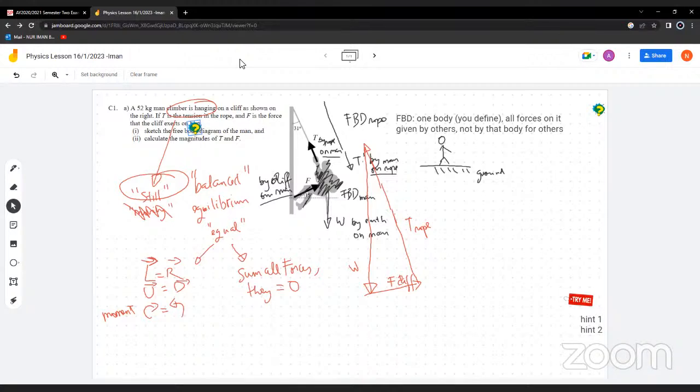I draw this. I add another force, and another force, and I end up at the same point, correct? If I start from the weight and then go F cliff and T rope, I still end up at the same point. Same thing here: wherever I start, I will always end up where I started. That is equal to 0. I have no result at the end. That's what it means.